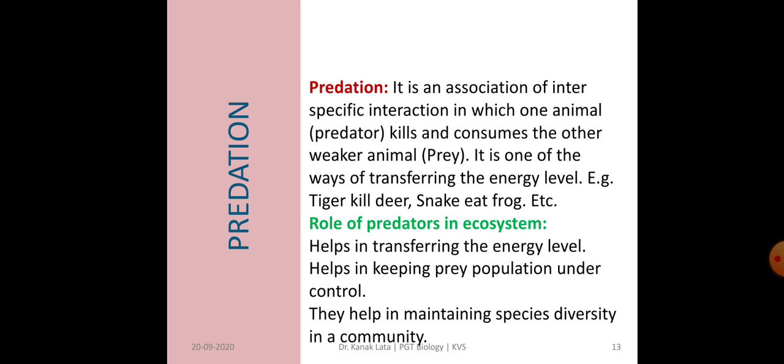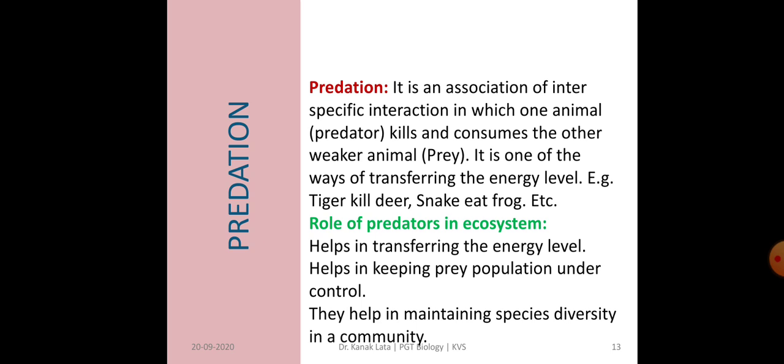But when the resources are limited, then the inferior one will be eliminated. Another population interaction is predation. Predation is an association of two interspecific organisms in which one animal kills and consumes another weaker organism. The organism who kills is called predator, and who is killed is called prey. This is one of the ways of transferring energy in the food chain. For example, tiger kills deer, snake eats frog.